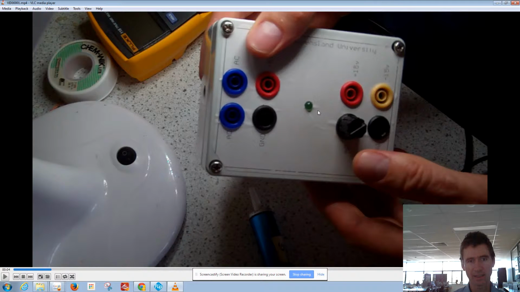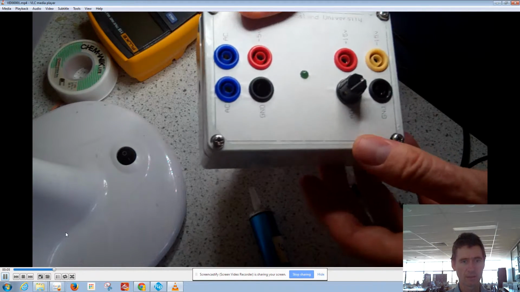The little green LED indicates that there's power being supplied to the unit. It doesn't necessarily mean that these outputs are working. What happens sometimes is the students short circuit the output to ground, and it overloads the 5-volt regulator, or down here, it overloads the power transistors, and they burn out.